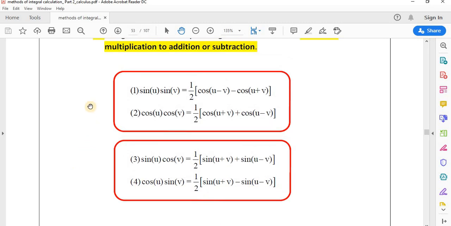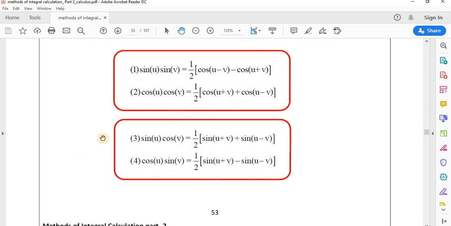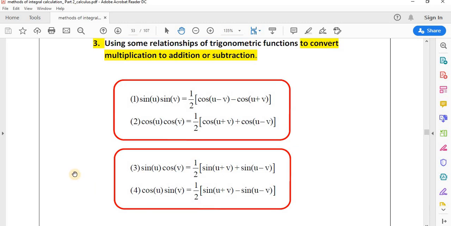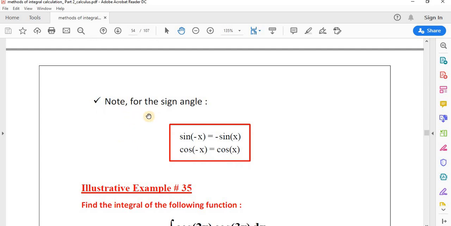So when we have an integral in this form, sine multiply sine or cosine multiply cosine, we can convert it to addition or subtraction. Also, when we have sine multiply cosine or cosine multiply sine, we can convert it to addition or subtraction. We only need to memorize this formula, and when we need to simplify the integral function, we can use it. We have another note for the sine angle. Sine of minus x will be minus sine x, and cosine of minus x will be cosine x.